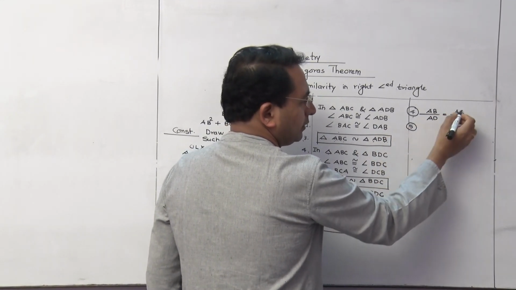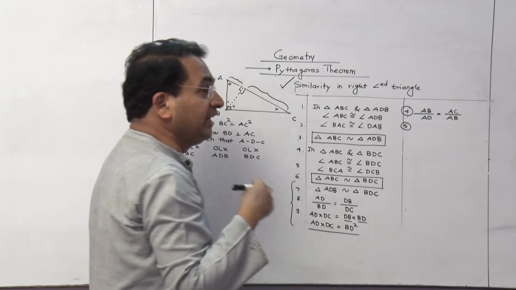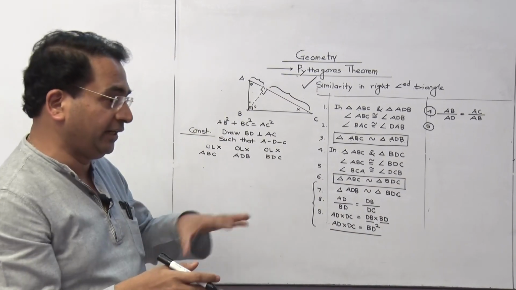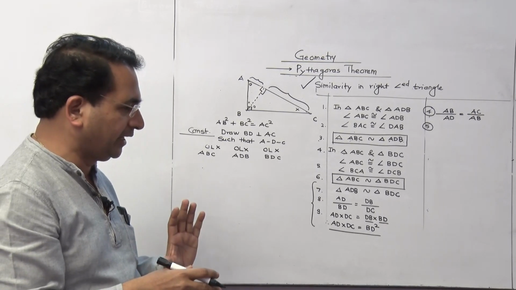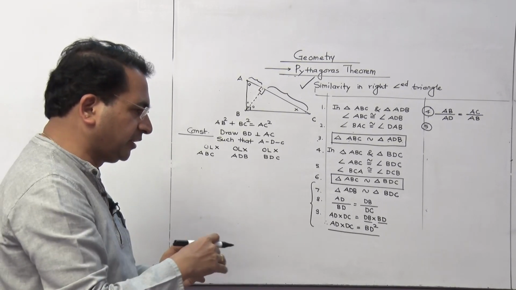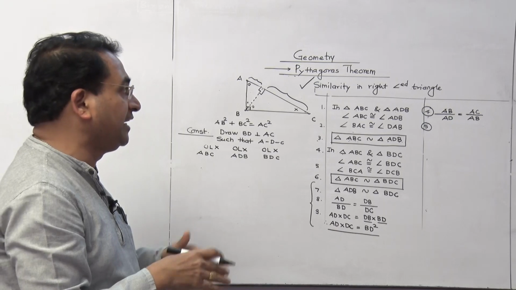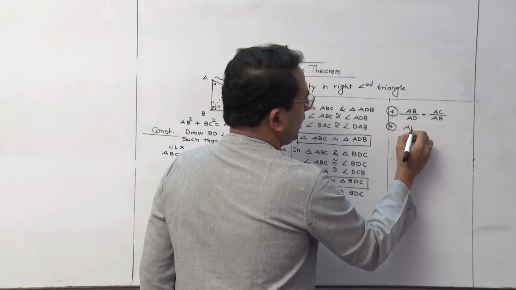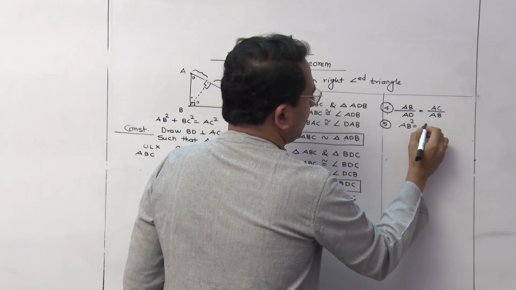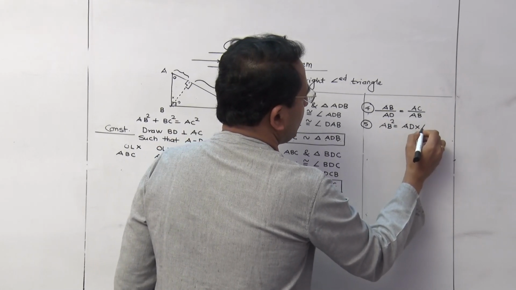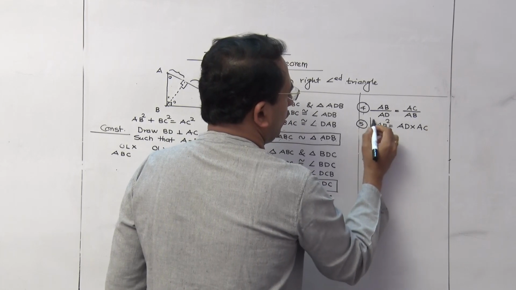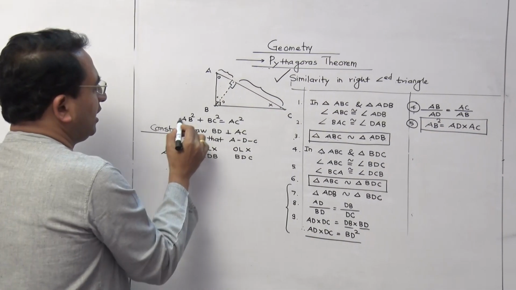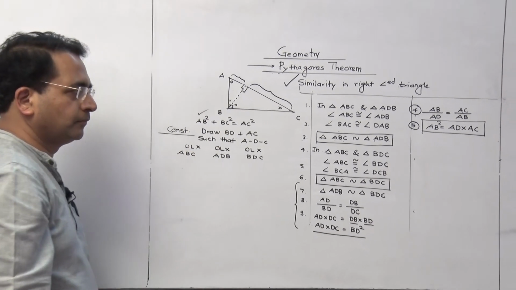Cross multiply. See, we are planning that ratio. We are not writing the ratio and then getting that answer. No, it is not like that. I am giving you a different method where you plan the answer in the beginning. So I am writing AB square is equal to AD multiplied by AC. I will put a box around this because we are interested in getting the answer of AB square.